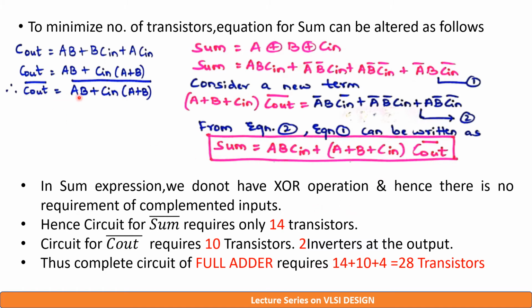So Cout bar needs 10 transistors, 1, 2, 3, 4, 5. 5 pull down, 5 pull up. So Cout bar requires 10 transistors and sum bar requires 14 transistors, 1, 2, 3, 4, 5, 6 and 7. 7 pull down, 7 pull up, 14 transistors. And we need 2 inverters at the output. Because we will be getting sum bar and Cout bar, but we need sum and Cout. Therefore, totally 14 for sum bar, 10 for Cout bar and 2 inverters at the output will result in 28 transistors.